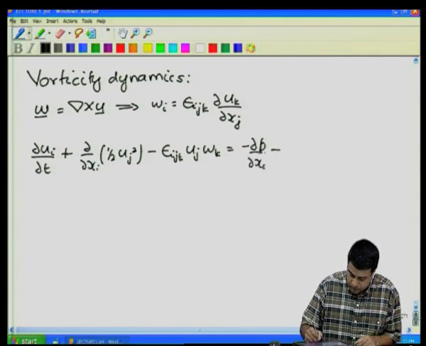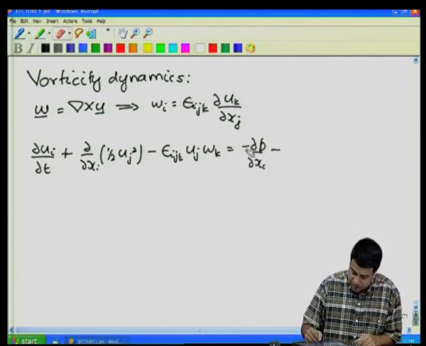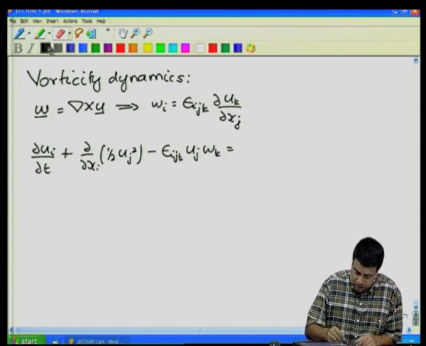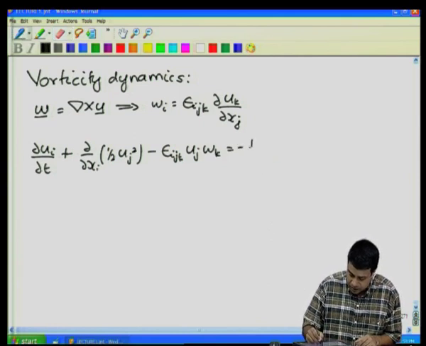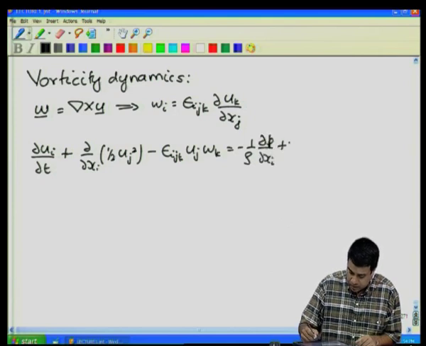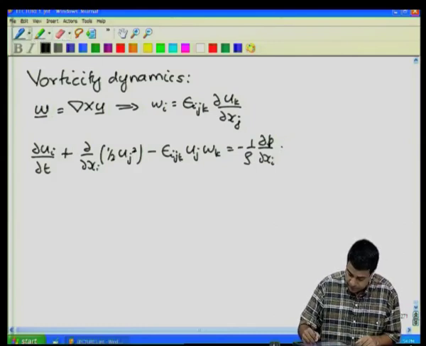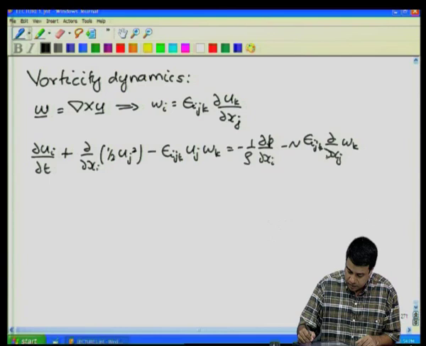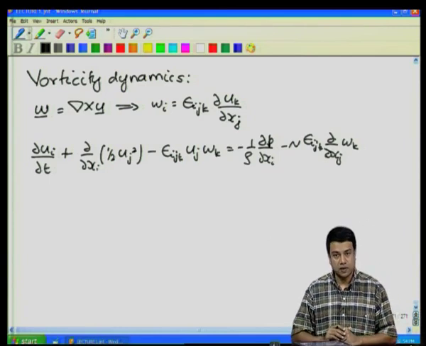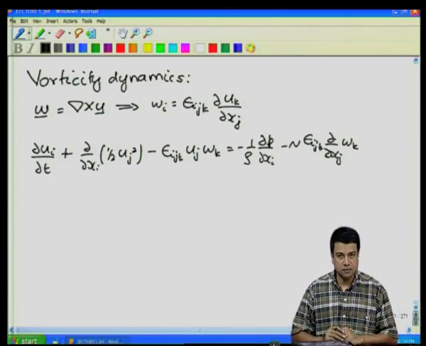I should have a 1 over density there to make it the correct dimension, since I am dividing throughout by density. And there was a negative sign here, minus nu epsilon_ijk partial by partial x_j of omega_k. So del square u, the Laplacian of the velocity in the viscous term, can be written as minus of the curl of the vorticity.